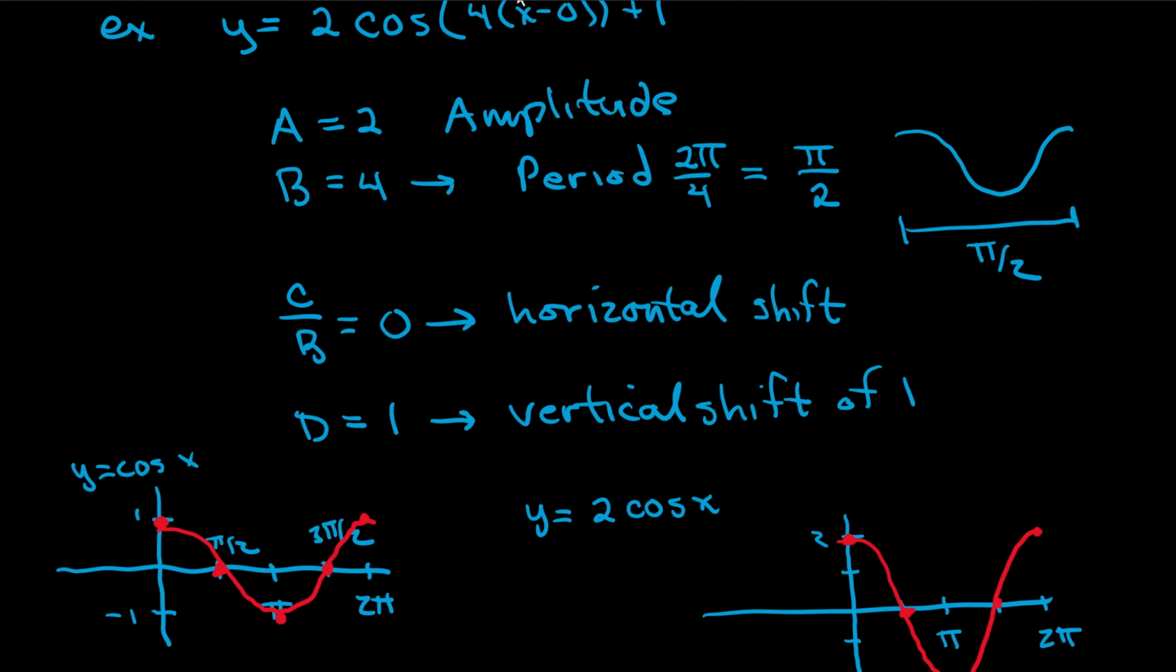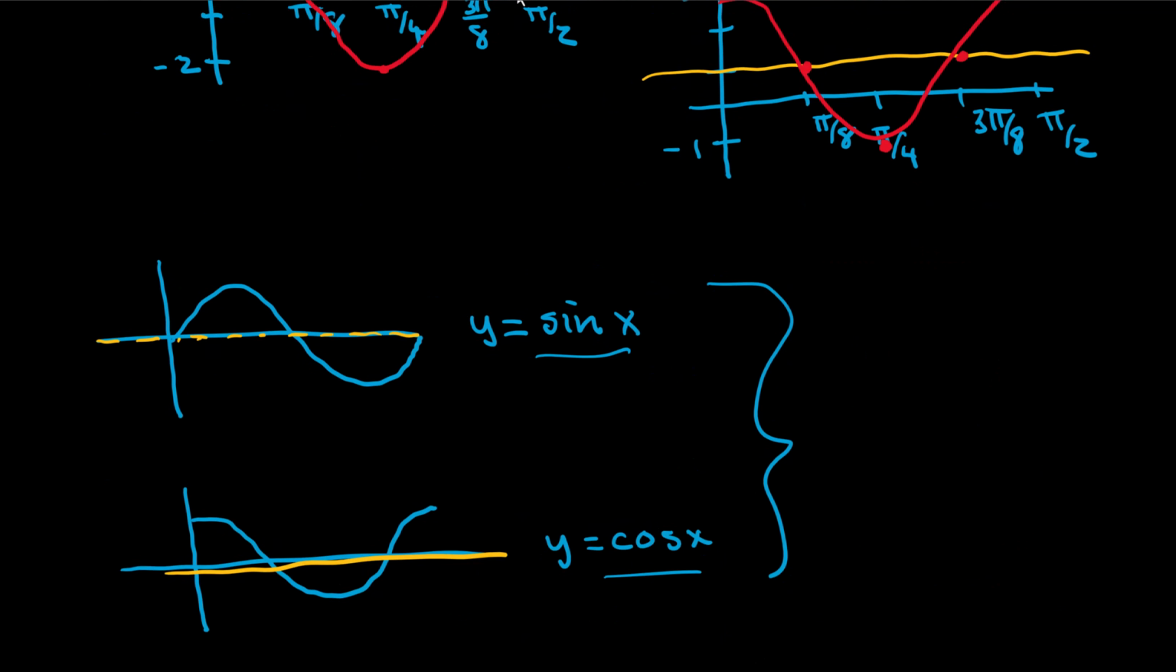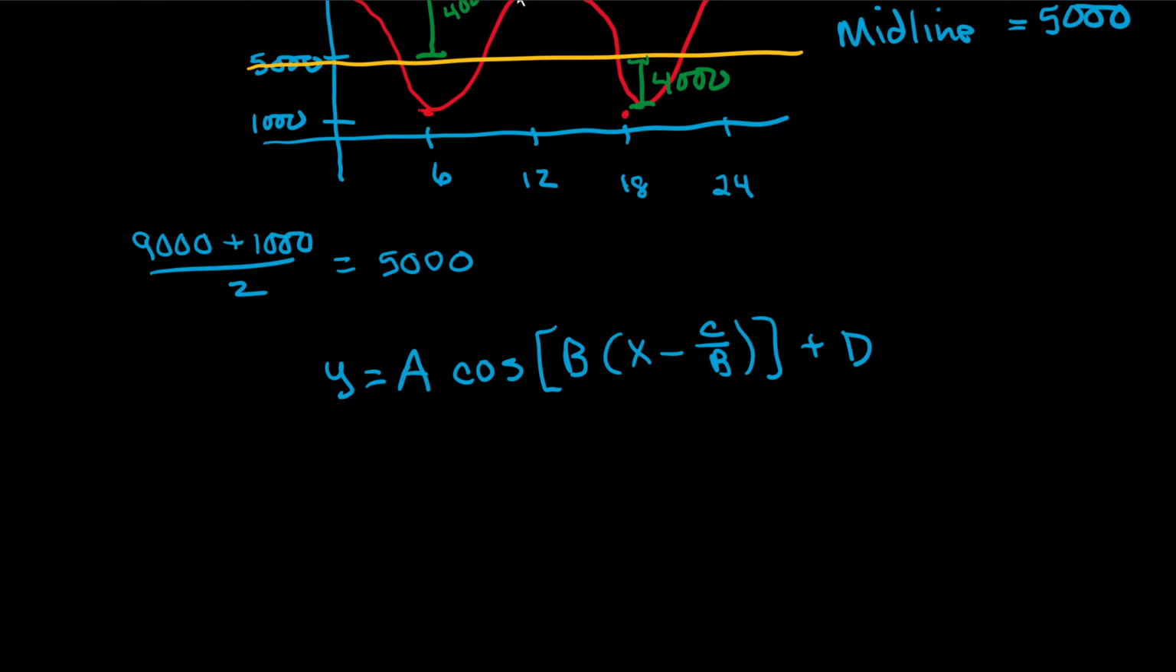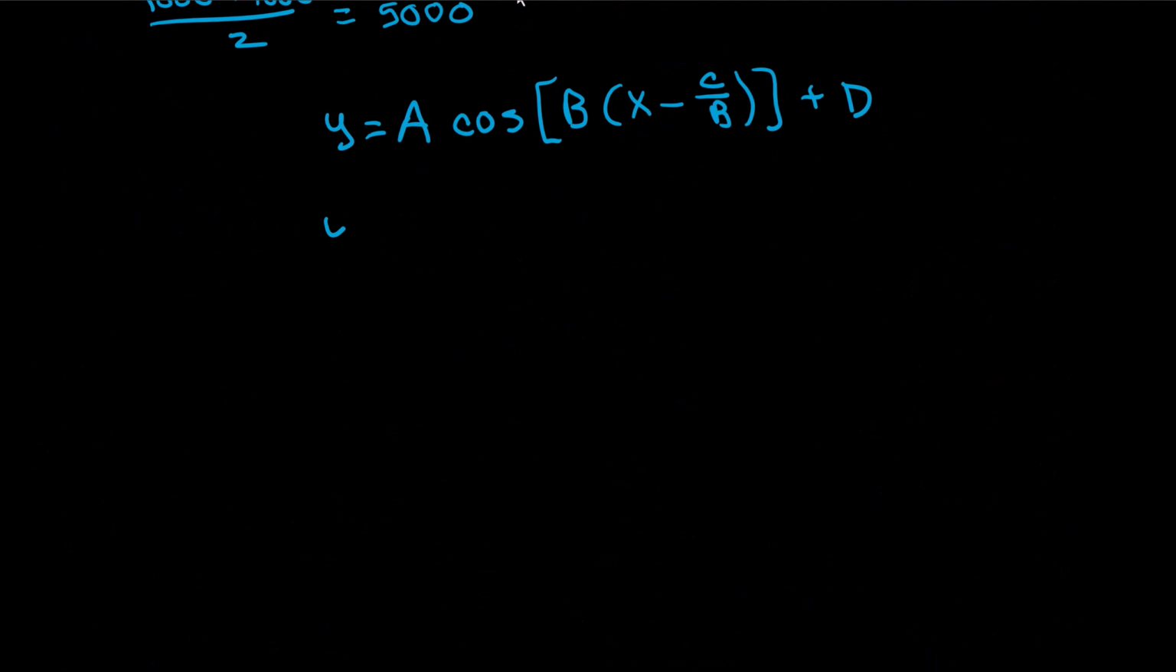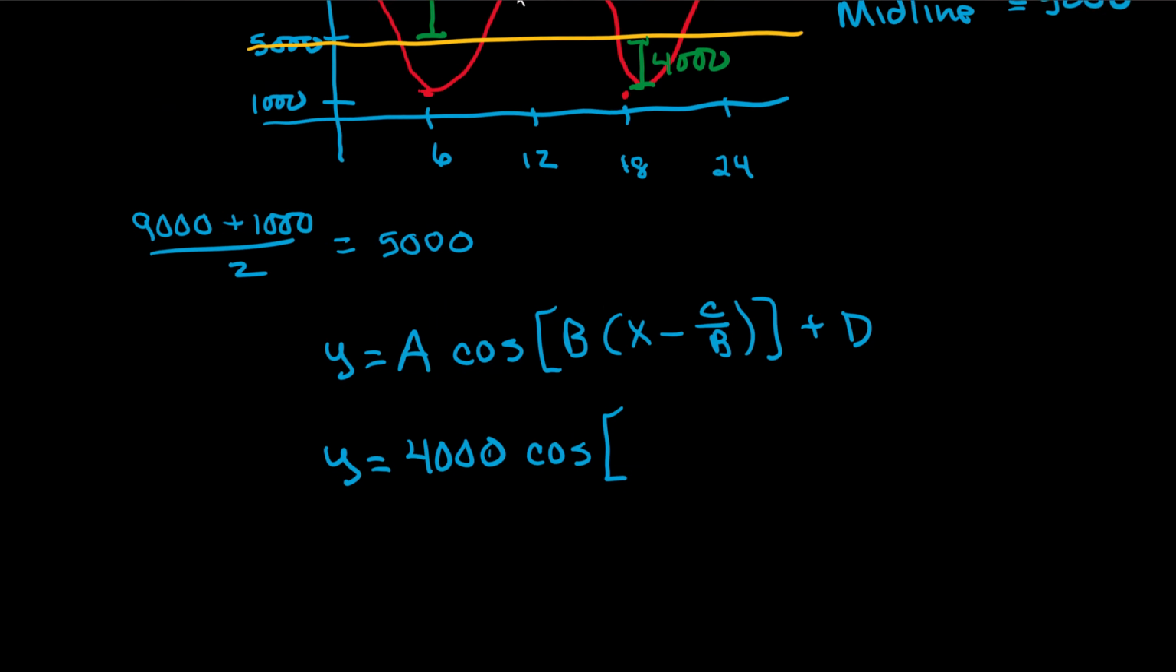So what we're going to want to do is create our function down here. We want y equal to the amplitude, which is 4,000 times the cosine. Now, we next want the period, the b value.